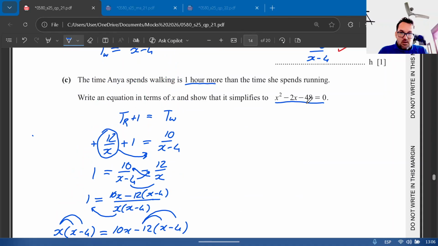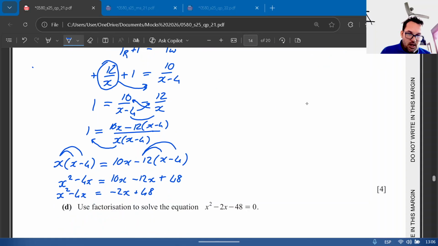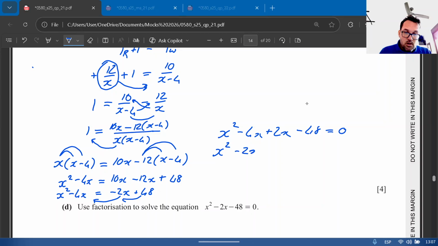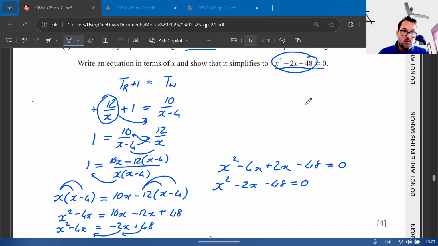Okay, so you can see everything is on the left hand side of the equal sign. So let's just do that. Let's leave the X squared and the minus 4X on the left. Move the minus 2X, it becomes plus 2X. Move the plus 48, it becomes minus 48, and then there will be nothing left on the right because I've moved everything to the left. We put 0. So we're left with X squared minus 4X plus 2X, which is minus 2X, minus 48 equals 0, and that's what we're looking for.